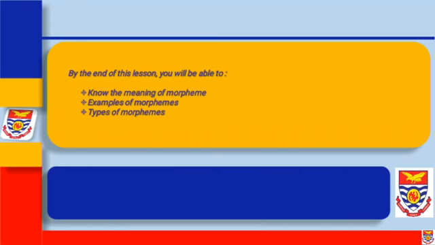Now the objectives for this lesson. By the end of this lesson, you will be able to: 1. Know the meaning of morpheme. 2. Give examples of morphemes. 3. State some types of morphemes.